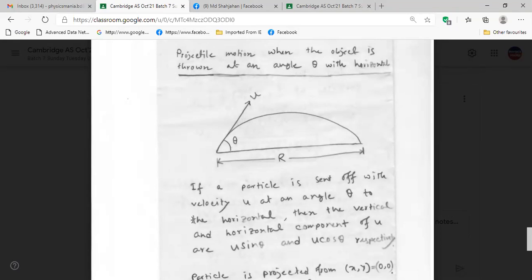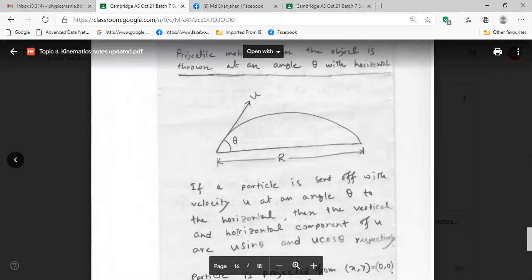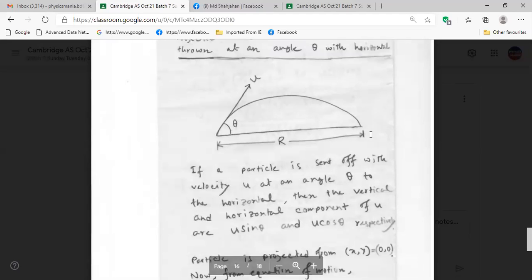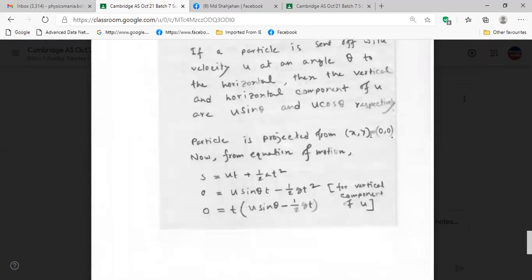Okay. So this one is also known to us, right? If we have u, our velocity, then our horizontal component and vertical component, we know it, right? Yes, sir. The vertical component is u sin theta and the horizontal component is u cos theta. Okay.